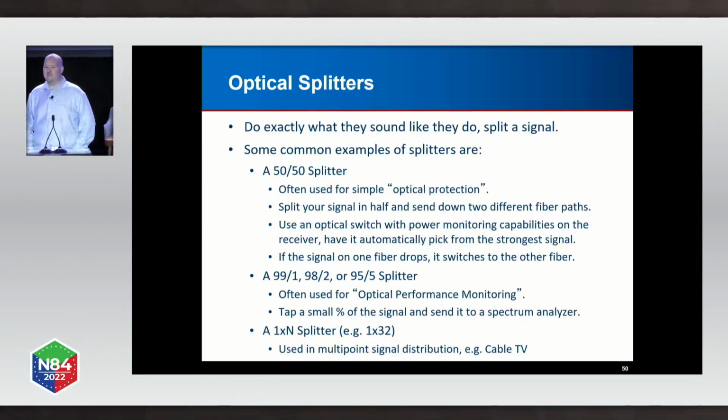And then you'll have a 1/n. Typically this is powers of 2, and this is a multi-point distribution. So for example, used in cable TV, you'll have a 1/32 splitter. And what's happening here is it's broadcast, so you take the signal, you have a very powerful amp, and then you split it 32 ways and send it out to the 32 different units.